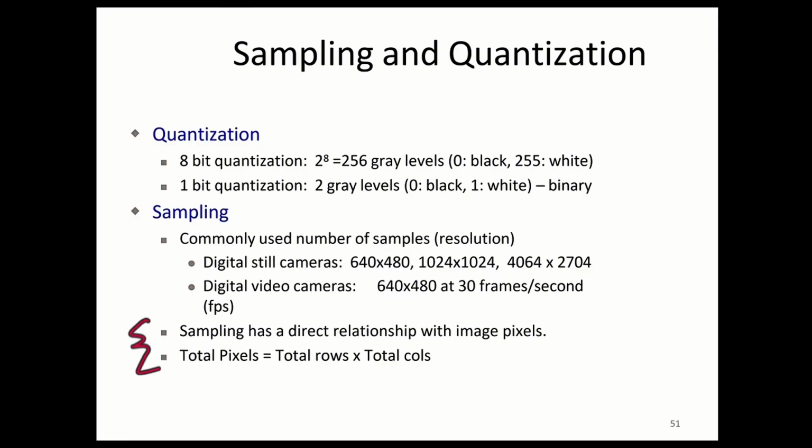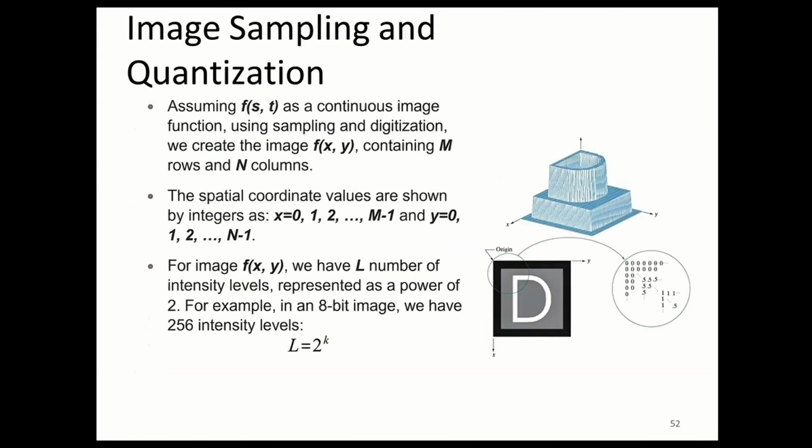Sampling has a direct relationship with the pixel. So the number of pixels equals the number of samples, and total pixels equal total rows times total columns. Fine. So now, to summarize all the things we have studied, we have image f(x, y). What is f(x, y)? x and y is the pixel, any pixel inside the image.